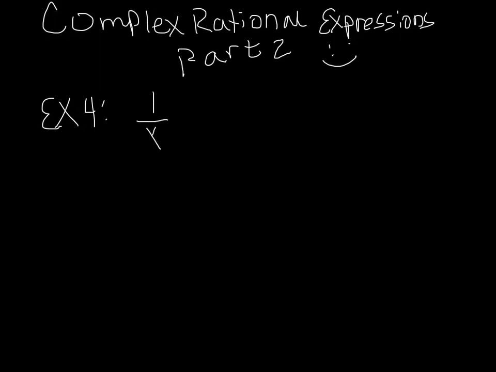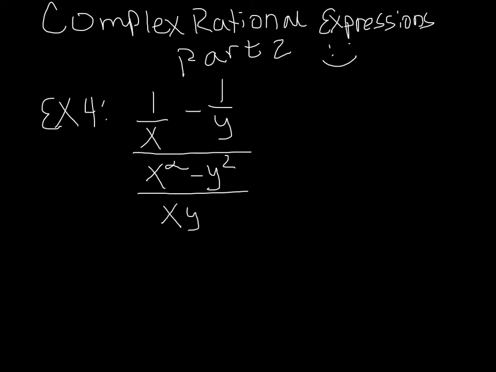Let's try this: 1 over x minus 1 over y, all over x squared minus y squared, all over xy. You can see in this problem that in the numerator we have to figure out what our common denominator would be. It's just going to be the product of this denominator times that denominator, so my common denominator on my numerator is going to be xy.